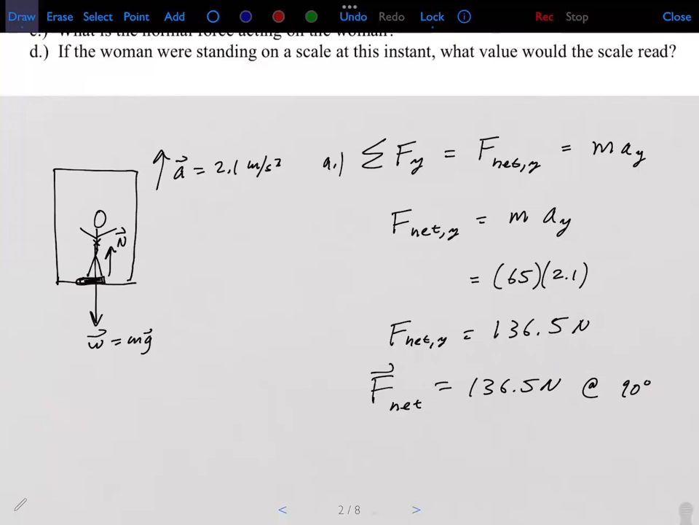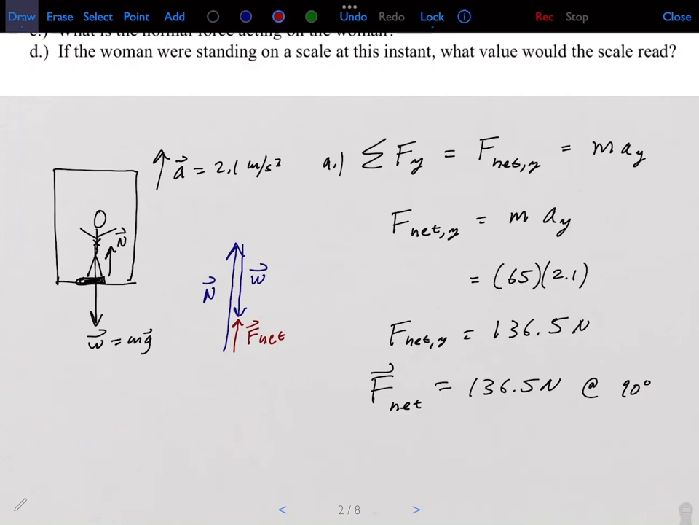Another way to think about it, if we look at the vectors here: this is the normal force. This is the weight. If I add the weight, I'll put the tail of the weight at the tip of the normal force. And then my resultant vector is going to be from the tail of the first, the tail of the normal, to the tip of the second one. That's my net force acting upward. And I know it's acting upward because she's accelerating upward, so it has to be acting in the upward direction.